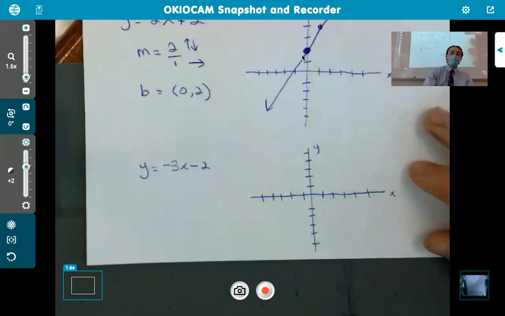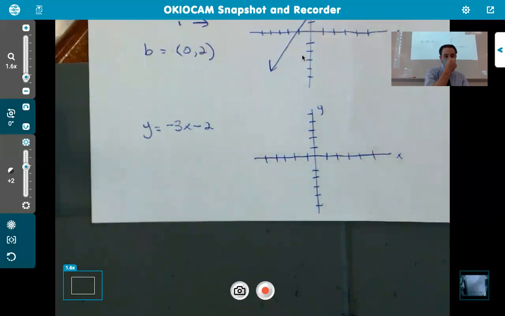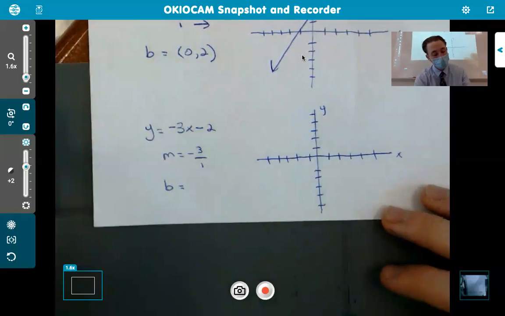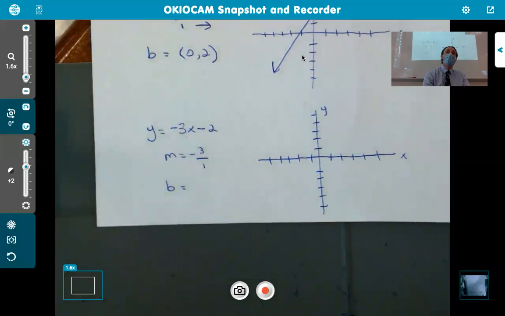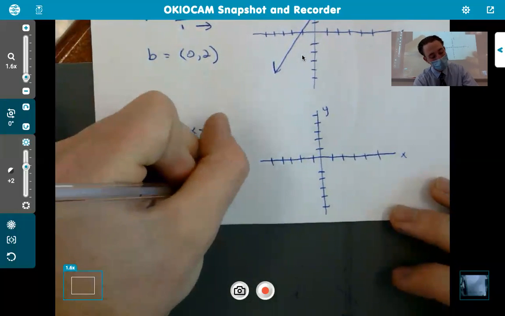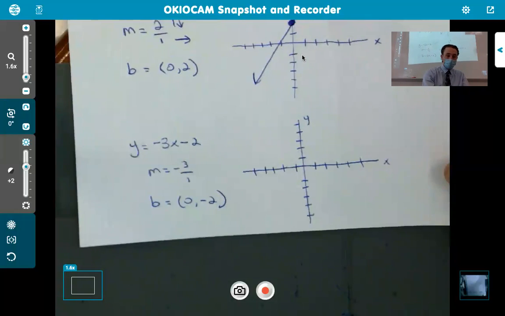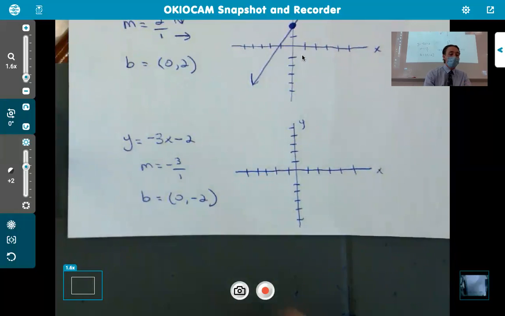All right. My equation now is y = -3x - 2. What's my slope? Negative 3 over 1. Good. What's my y-intercept? Negative 2. So what's that as a point? (0, -2), right? Don't forget that it's a point, not just that value.